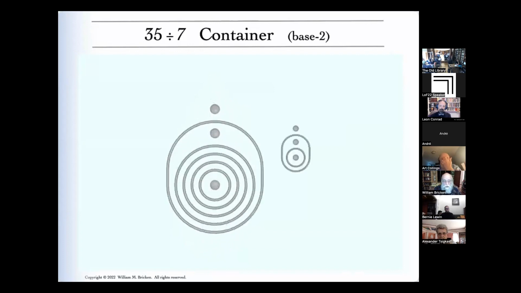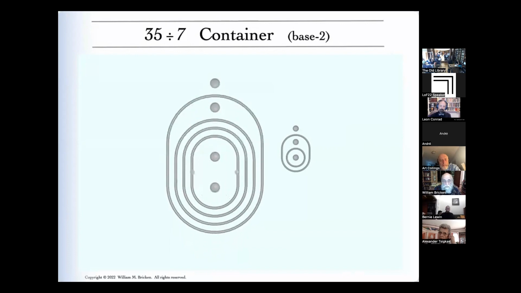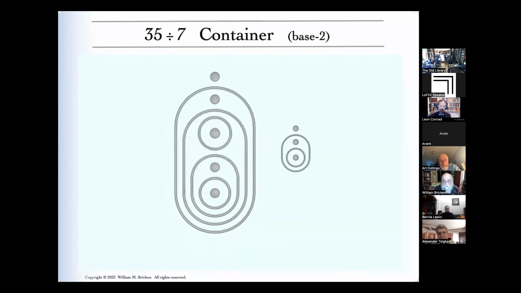And here's 35 divided by 7. We unmerge groups inside 35 until we get to the pattern of 7, and then we turn that into a unit. And what's left is the binary representation of 5.